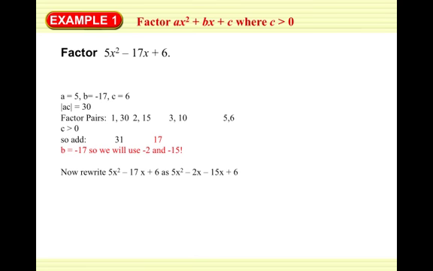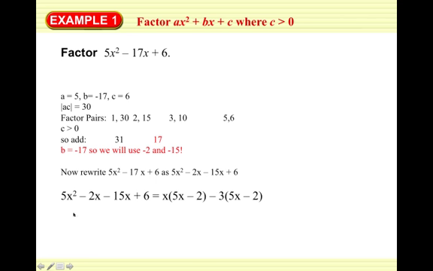So what we do is we're going to re-express negative 17x as negative 2x minus 15x. Notice that that equals negative 17x. It's the same exact value. So we're just re-expressing the negative 17x in a way that will let us be able to factor. So now we're going to do factoring by grouping. So we've got 5x squared minus 2x minus 15x plus 6.